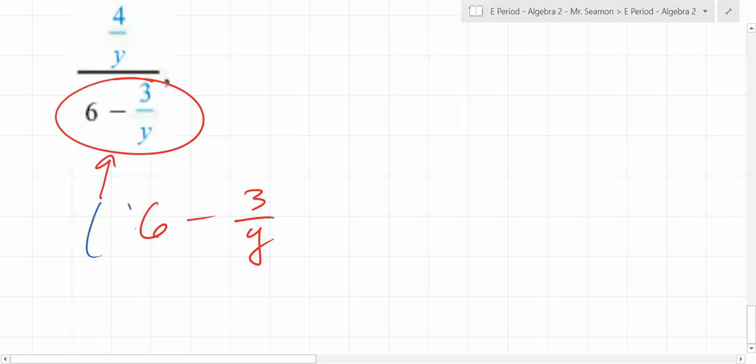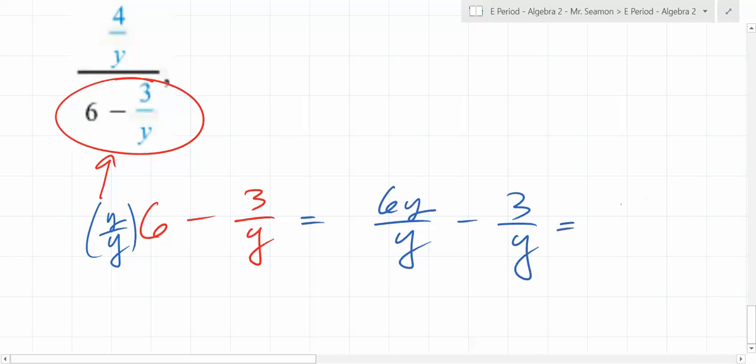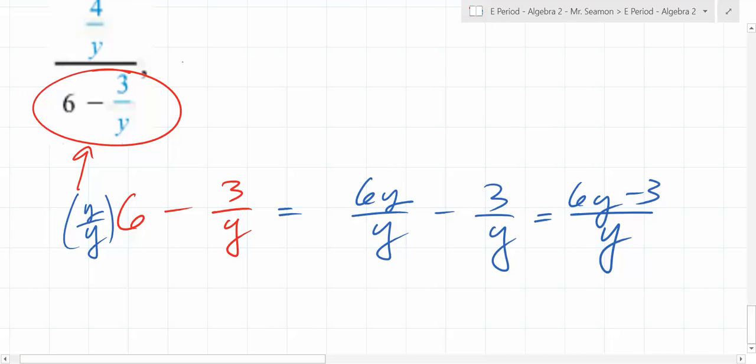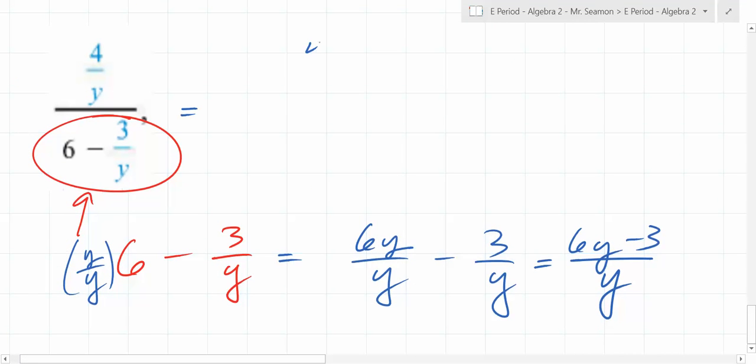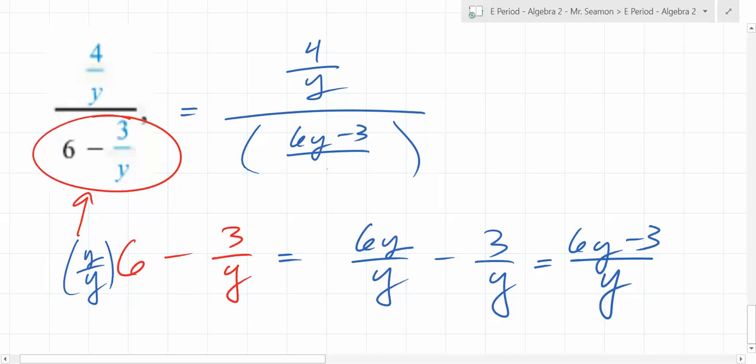Yeah, by what? Nope, you have to multiply by 1. So what does this equal? 6y over y minus 3 over y. What does that equal? Nope. 6y minus 3 over y. So what does this equal? This equals 4 over y all over what? 6y minus 3 all over.